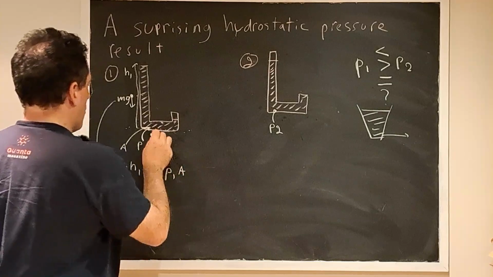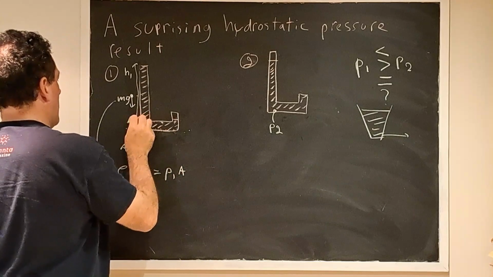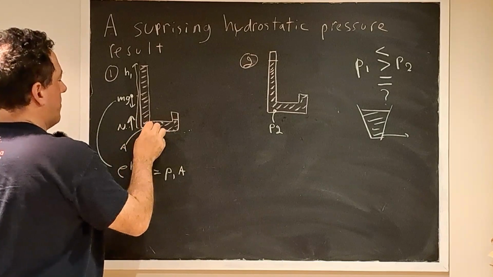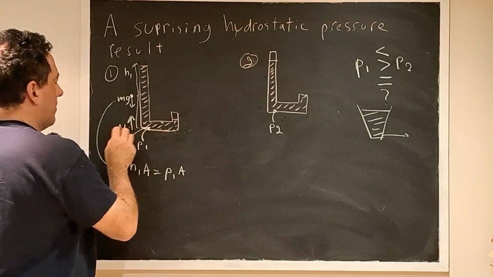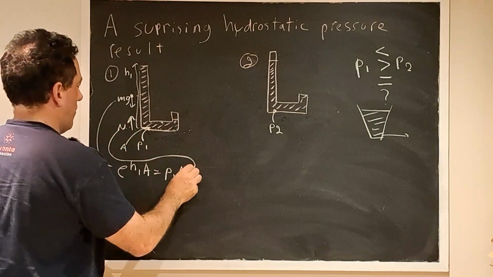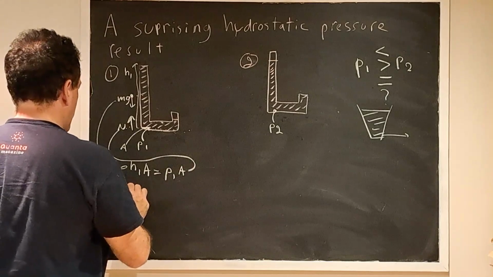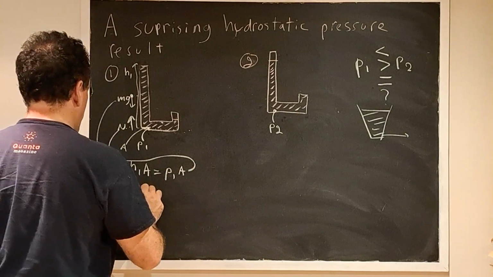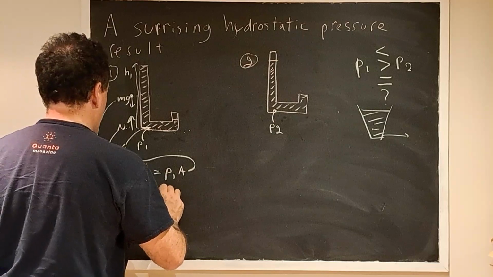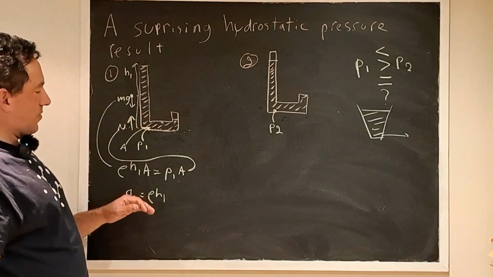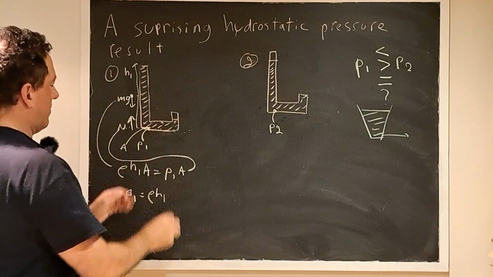So basically the normal force here at the bottom of the container is equal to P1 A, and we can isolate P1 equals rho h1. So that's the first side here.